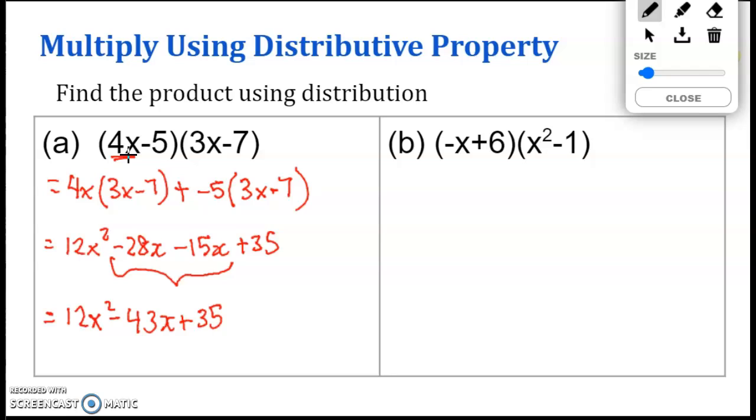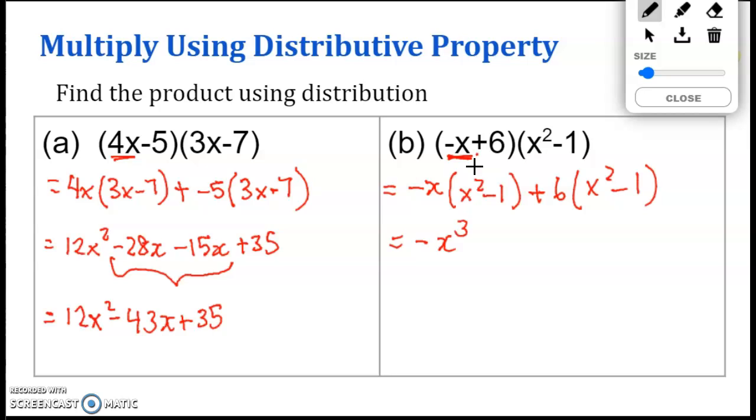All right, what about this one? Okay, so again, you're multiplying the first term, that's negative x, to the second binomial, that's x squared minus 1, plus 6 times x squared minus 1. Okay, then you distribute them out. Negative x times x squared is going to be negative x cubed. Negative x times negative 1 is going to be positive x. Okay, and then plus 6 times x squared is going to be 6x squared. 6 times negative 1 is negative 6.